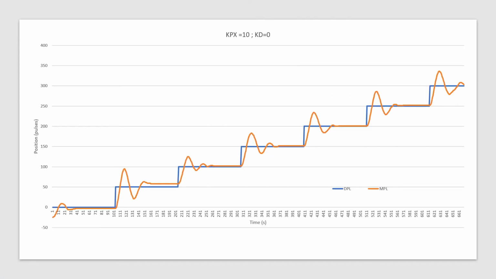This is still the proportional controller, but here we have reduced the step input to 50 pulses, and we can see that the system is stable. It still bounces a few times before it settles down.